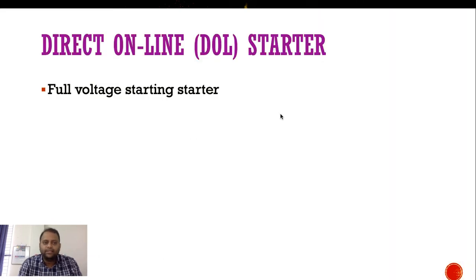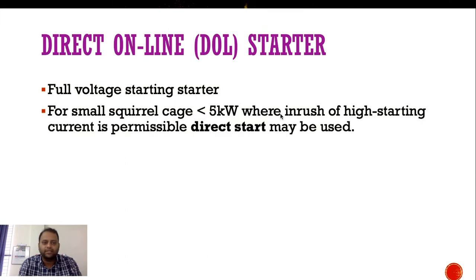So direct online starter is also called full voltage starter because it's direct. You don't have anything in between the supply and the application. So it is a full voltage. Whatever voltage is there in the system, you are impressing the same voltage on the machine. That is why it is called full voltage starter.